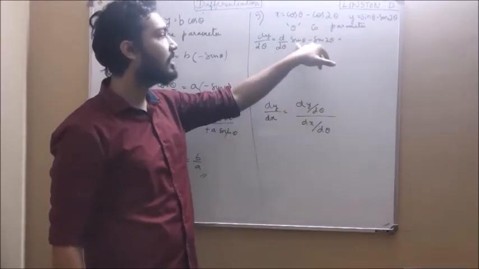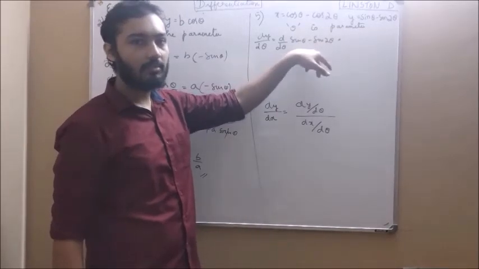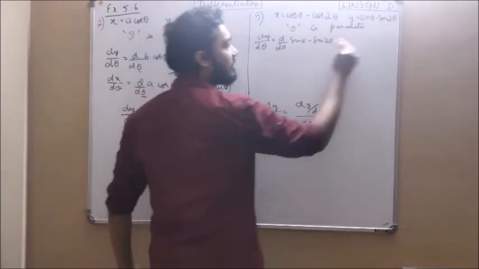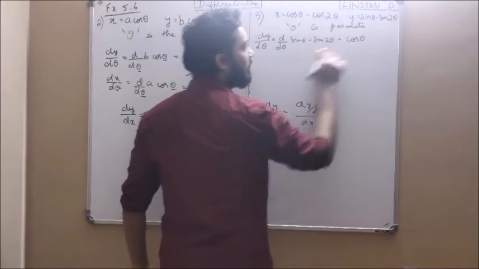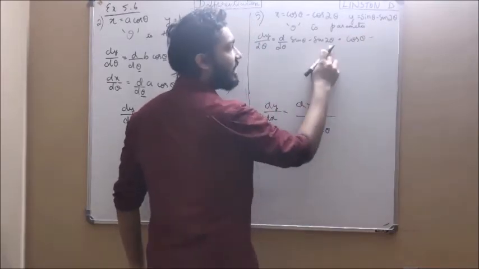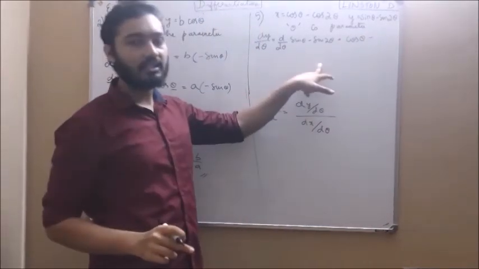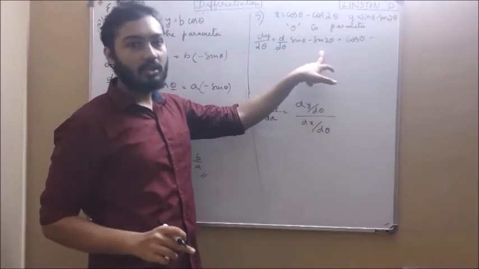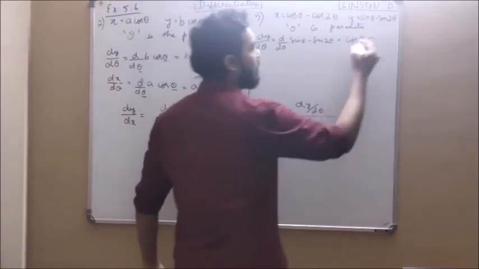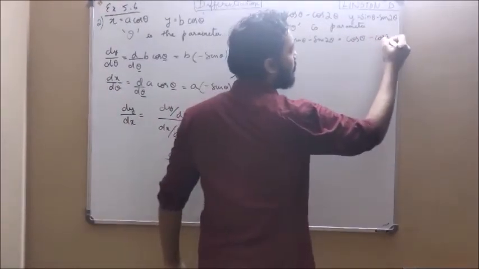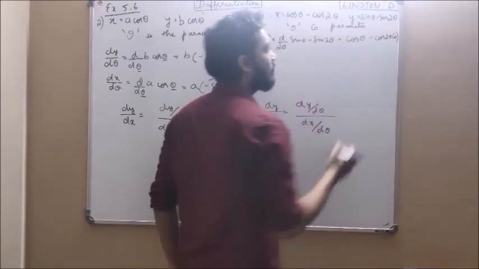First we will differentiate this. Theta and theta are similar variables, so we can differentiate. Differentiation of sin theta is nothing but cos theta minus differentiation of sin 2 theta. D by dx of sin x is cos x into a. So it is cos 2 theta into 2.